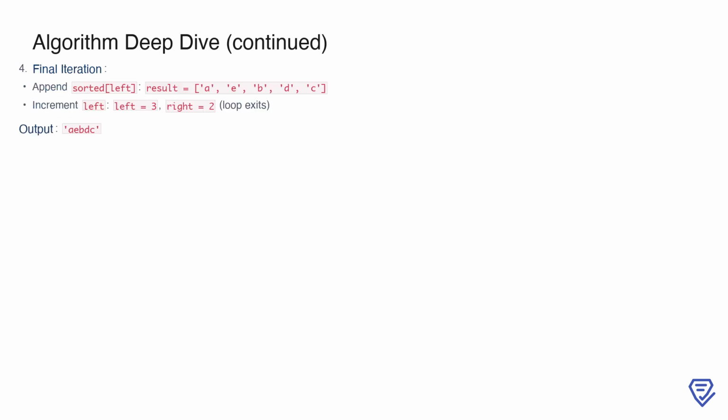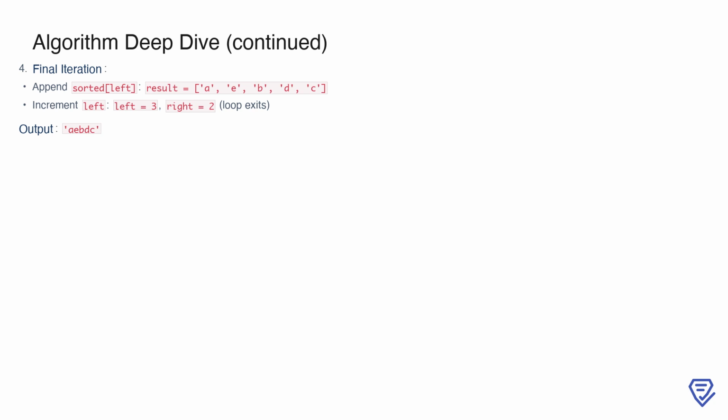In the final iteration, left and right both point to the middle of the list, where the character C is located. We append C to result, making it A, E, B, D, C. After this, left increments to 3 and right decrements to 2, causing the loop to exit since left is now greater than right. The final result list is joined to produce the output string. This demonstrates how the algorithm systematically rearranges the string by alternately selecting the smallest and largest characters, ensuring correctness and efficiency throughout the process.